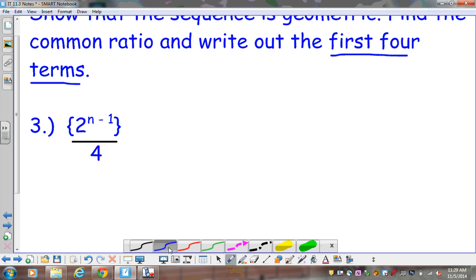All right, so let's do that. So let's change the color. Let's first find my first term. Remember, to find your first term, you plug in a 1 into your n value.